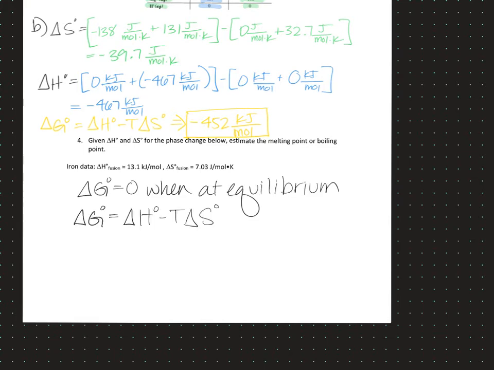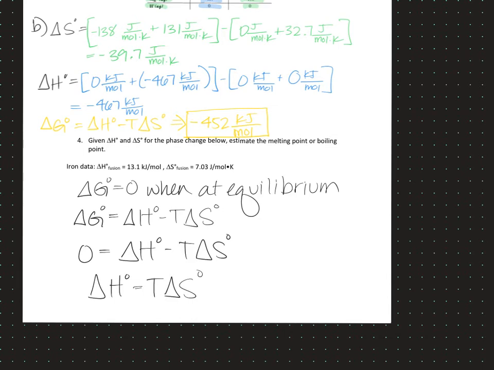So delta G naught is 0 when at equilibrium, when this phase change is occurring. And we know that the formula is delta G naught equals delta H naught minus T delta S naught. So I can just plug in 0 for delta G naught and solve for my temperature. I have 0 is equal to delta H naught minus T delta S naught.